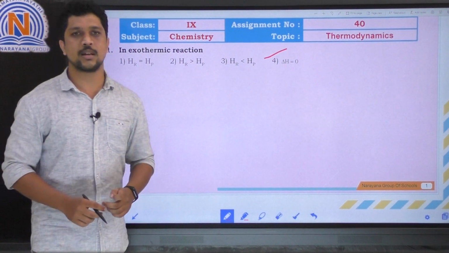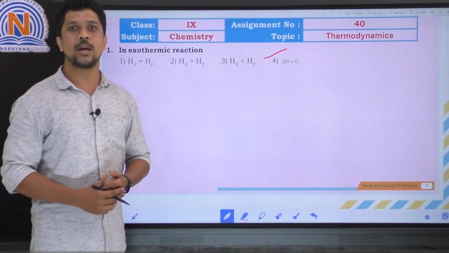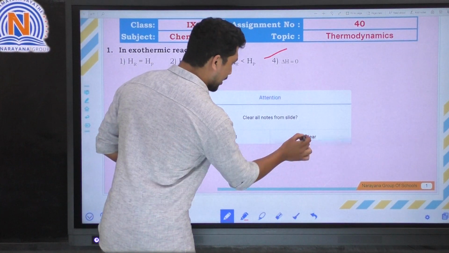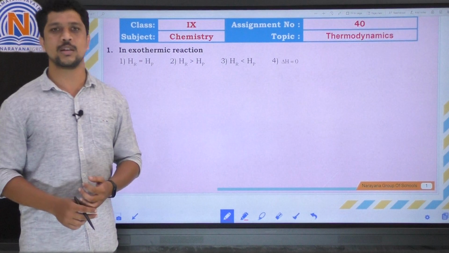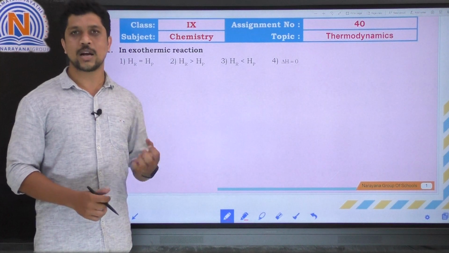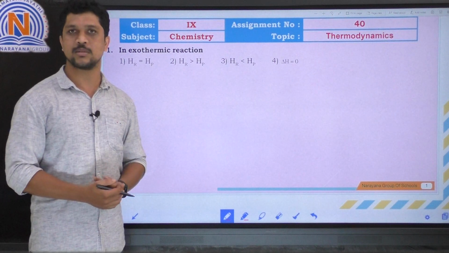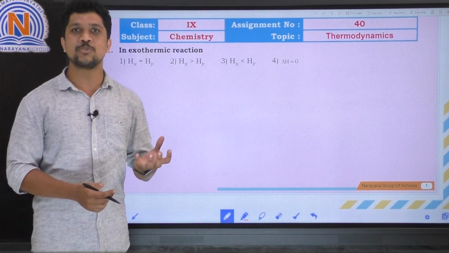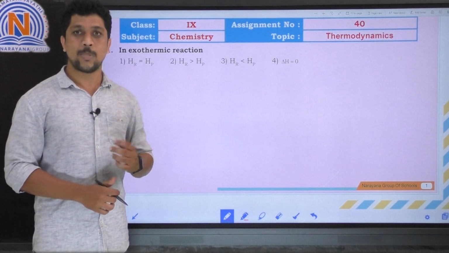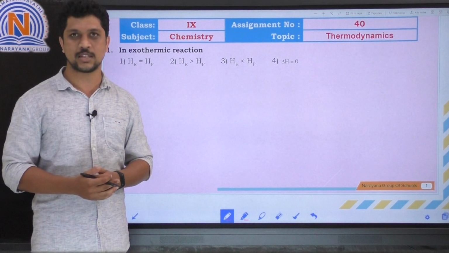Here the first question, in exothermic reaction, they have given the relations related to enthalpy of products and enthalpy of reactants. So which relation is suitable for the exothermic reaction? We know that enthalpy is the amount of heat the system contains at constant temperature and pressure. That means the absorbance of heat is also called enthalpy. But the exothermic reaction is the reaction in which we can observe the evolution of heat.